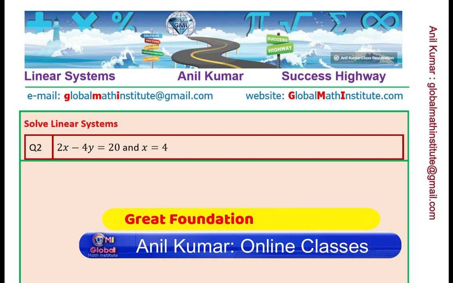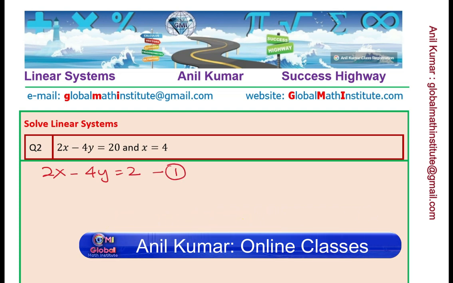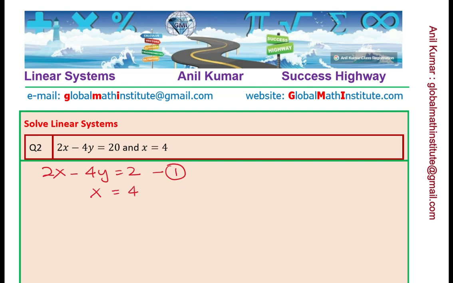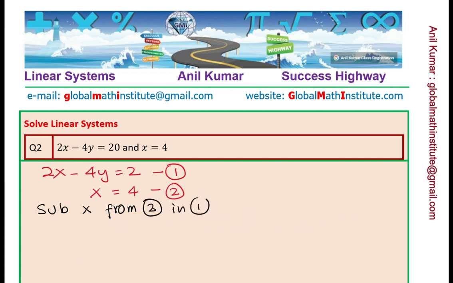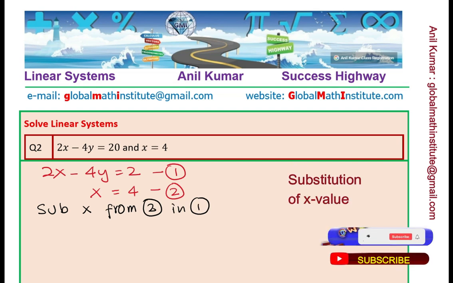Now question number 2, the first equation given to us is 2x minus 4y equals 20. So let me call this our equation 1, and the second is x is equal to 4. Now in this equation, as you can see, we can substitute x from equation 2 in equation 1. Correct? Since x is known to us as 4, we are given one solution, right? So let's substitute, and what do we get?